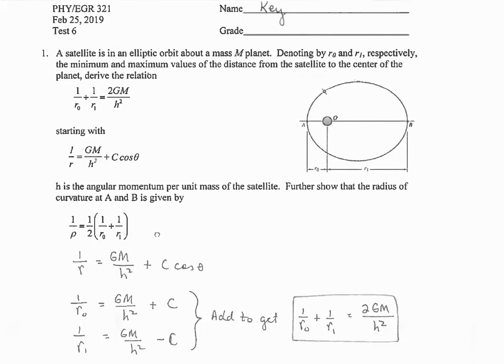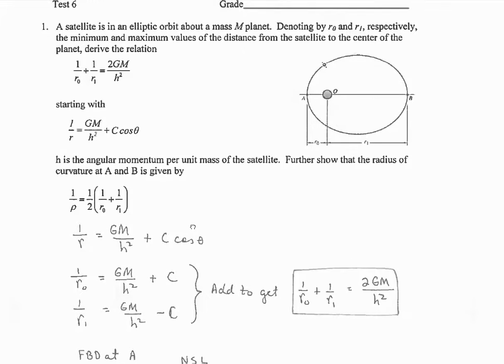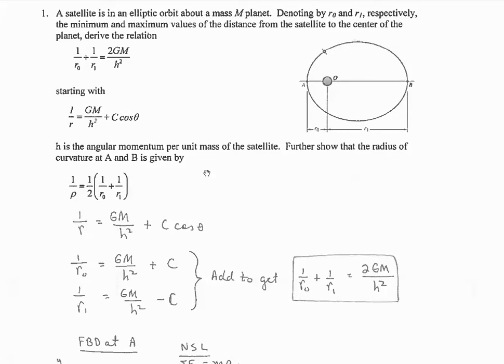So we're going to start off with this starting point equation: 1 over R equals GM over H squared plus C cosine theta. This is set up for a situation where theta equals 0, located at point A, and we'll look at moving around like so. Theta is measured counterclockwise, starting from right there in the figure.